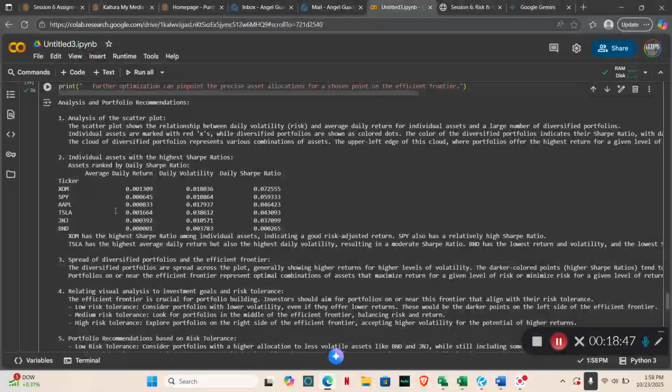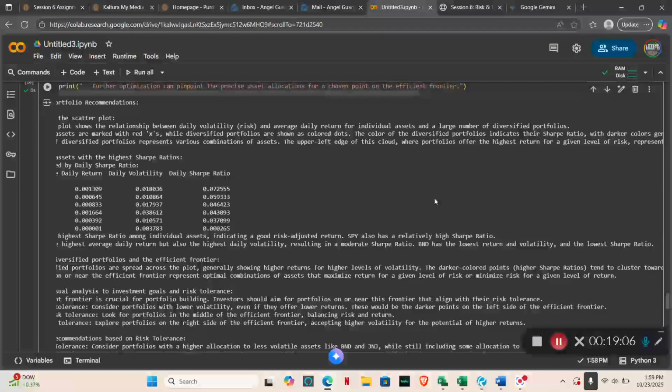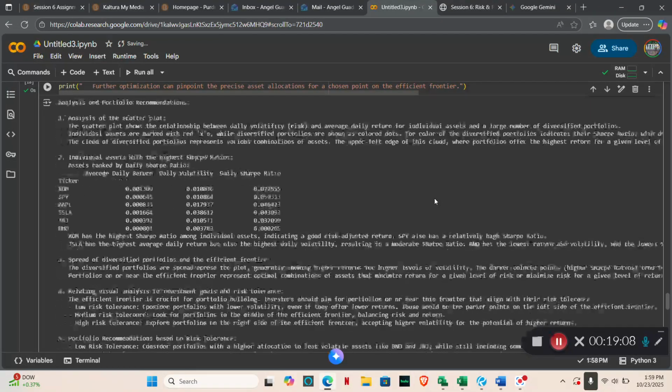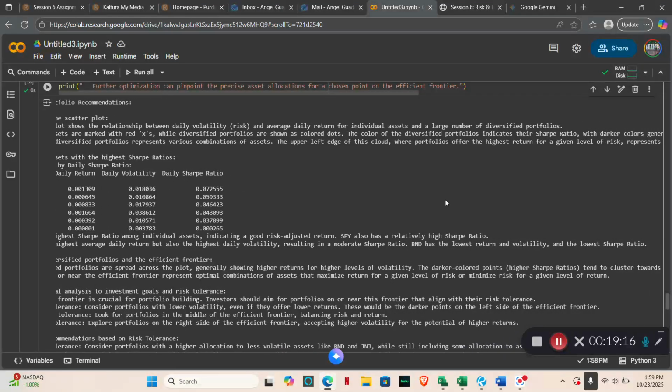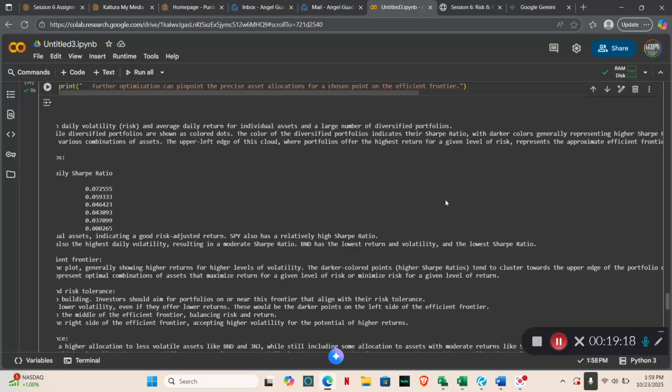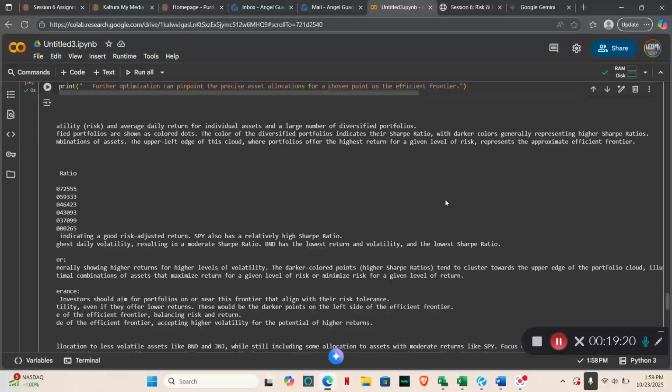The scatter plot shows the relationship between daily volatility and average daily return for individual assets and a large number of diversified portfolios. The individual assets are marked with the red X's, while diversified portfolios are marked with colored dots. The color of the diversified portfolios indicates the Sharpe ratio, with darker color generally representing higher ratios. The cloud of diversified portfolios represents various combinations of assets. The upper left edge of the cloud, where portfolios offer the highest return for a given level of risk, represents the approximate efficient frontier.